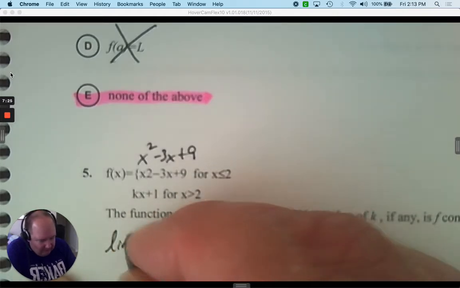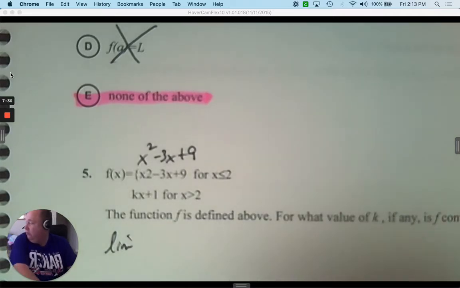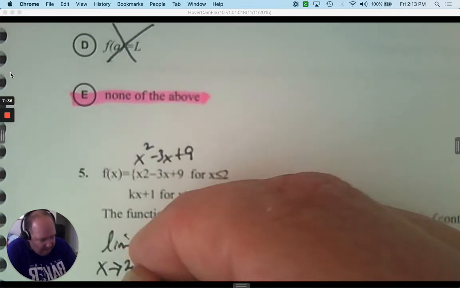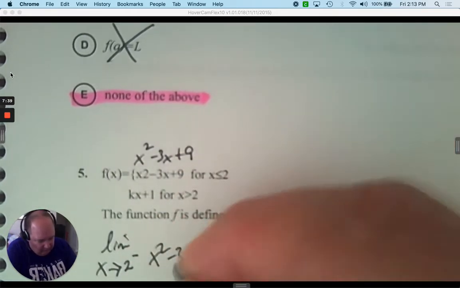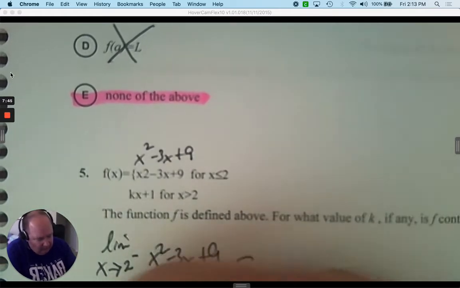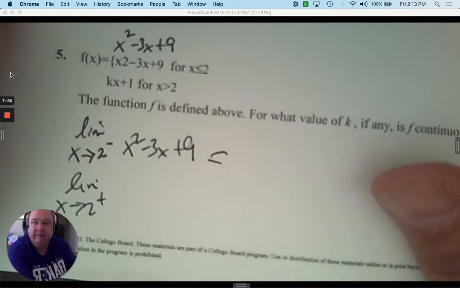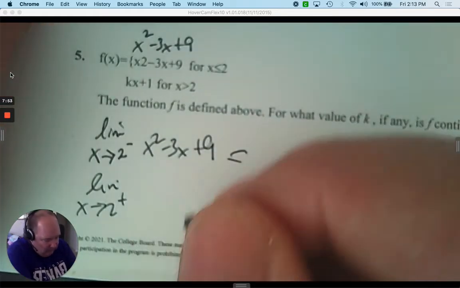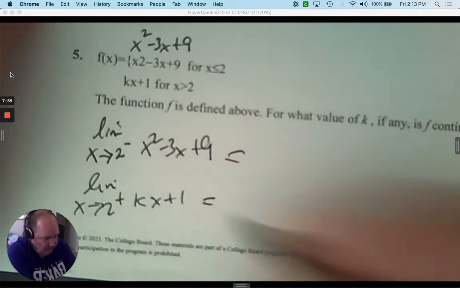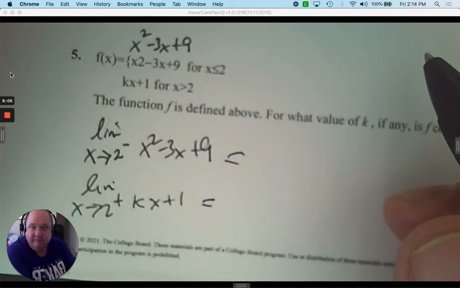So write that as a limit. That's the limit as x approaches 2 from the left of x squared minus 3x plus 9. I also want to know what the answer is to the right. So I write it as 2 limits, and then I put the answers equal to each other. Actually, I didn't even need to write this. I could have just written f at x in that spot.